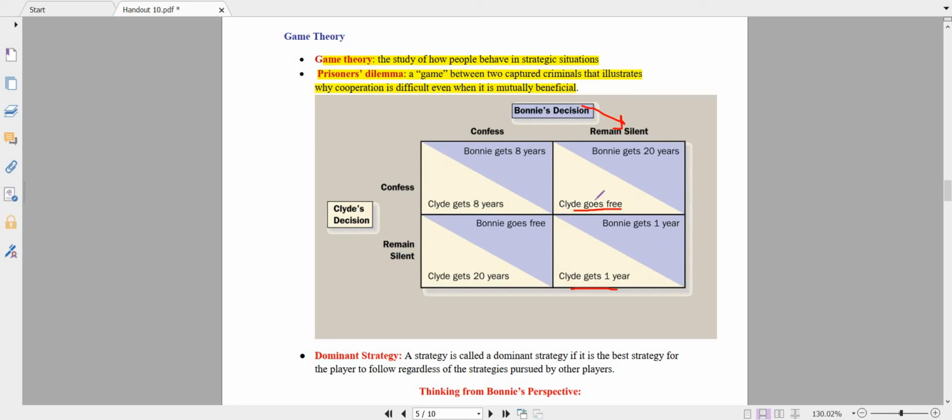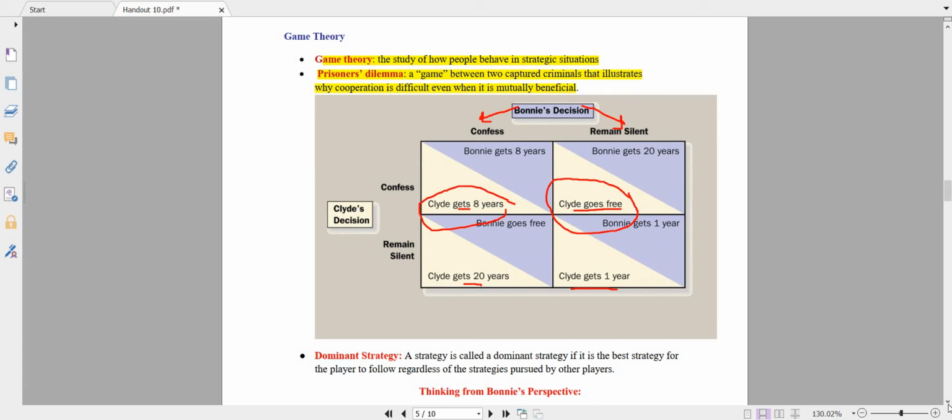So, whatever happens to Bonnie, he doesn't care. He is just being selfish. He is going to confess and go free. Similarly, if Clyde has this thinking, oh, Bonnie might confess, then we are in these two boxes now. Clyde is going to compare his payoffs, and he's going to see that it makes more sense for me to confess and get 8 years in jail rather than 20 years. So he will end up confessing again. So you can see here that if Bonnie remains silent, Clyde is going to confess. If Bonnie confesses, the best strategy for Clyde is also going to confess.